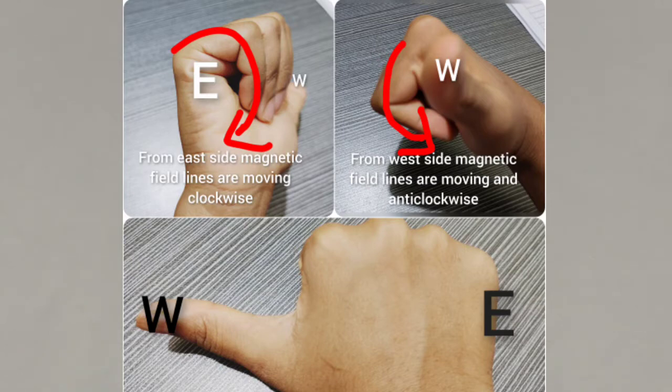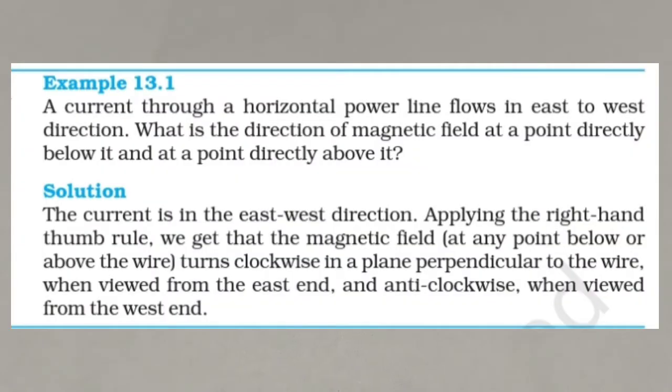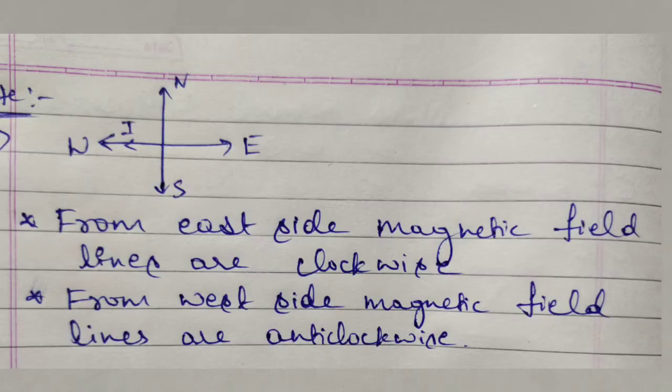We'll go with this answer, and what we discussed in the last class, that is north to south and south to north. Even if you analyze that answer in depth, you are able to get the same answer, that is clockwise and anti-clockwise from the west and east direction.